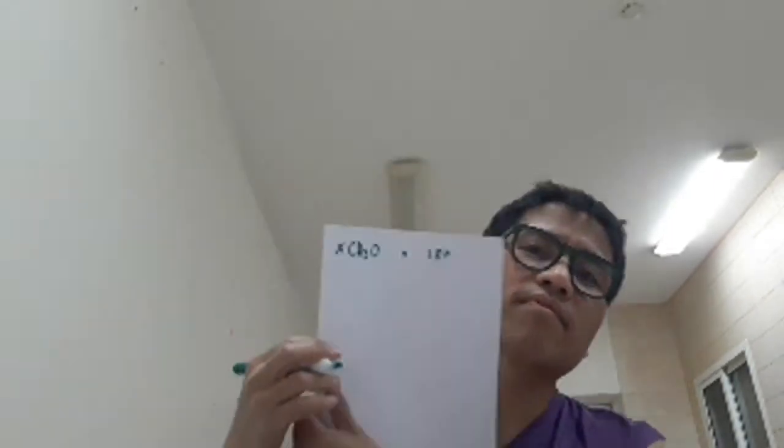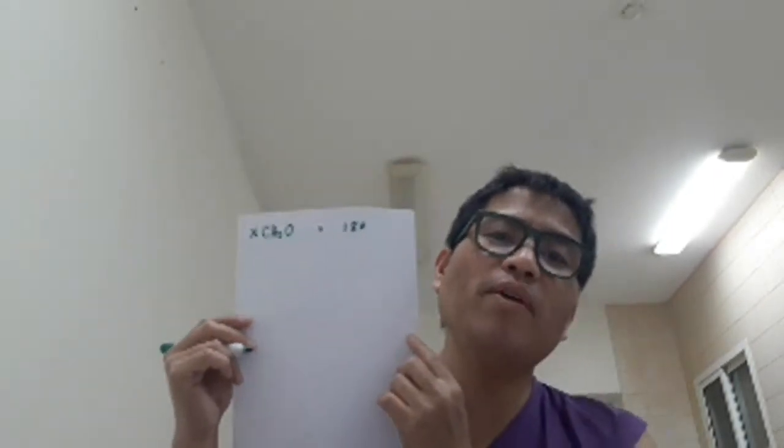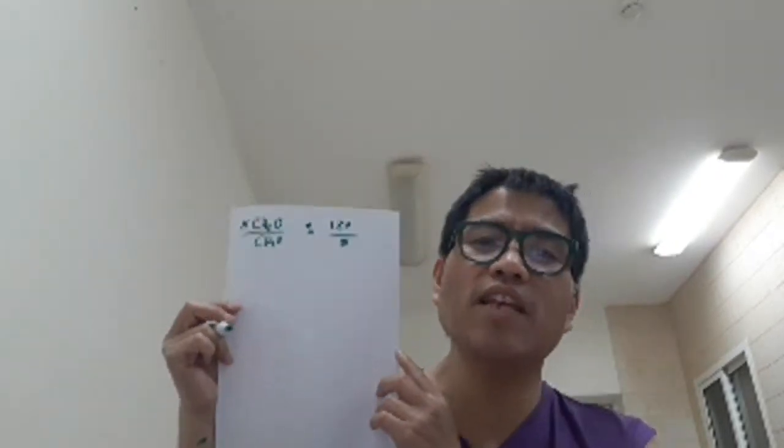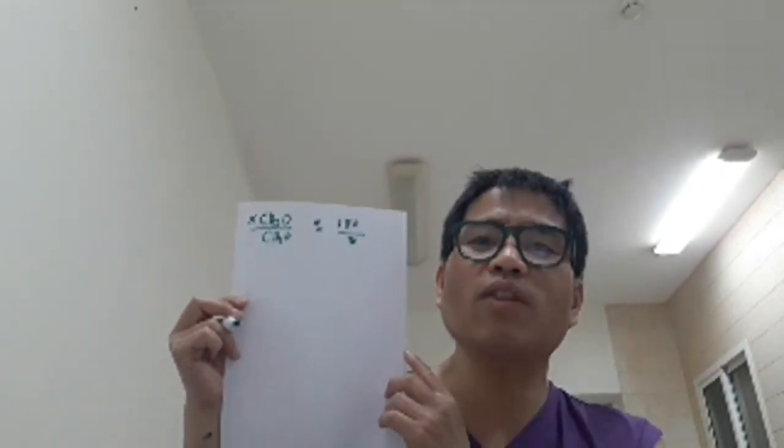So we have XCH2O, which is the molecular weight, equal to 180, as our numerator, and divide that with the empirical formula CH2O, which is equal to 30. The CH2O cancels out. Our X will be equal to 6.